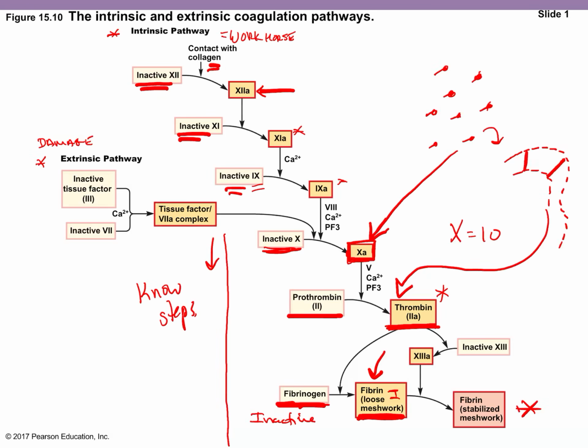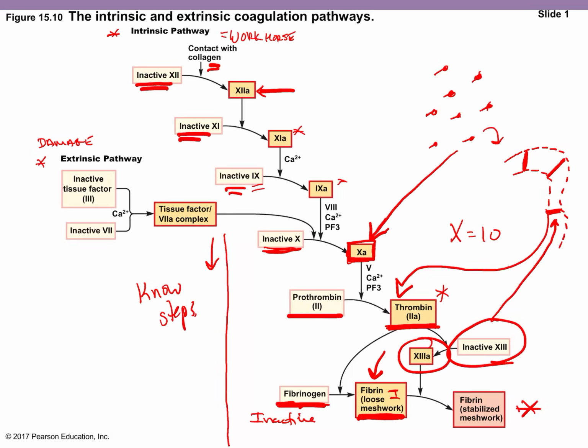And so you have these strings, right? But the strings are going to get covalently bound together. They're going to get hooked up together like this by another factor, which is 13. So 13 is going to come in and make those covalent bonds, and it's going to make that mesh stabilized and stronger, right? So it can form that clot.